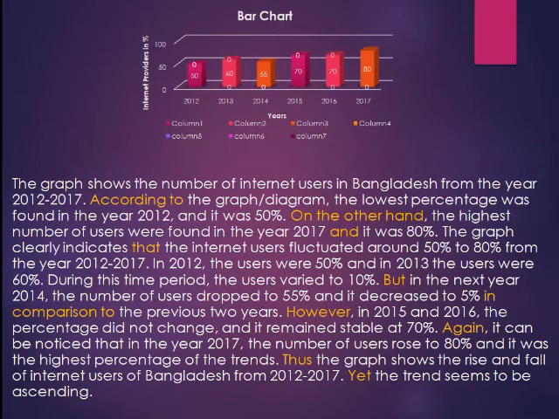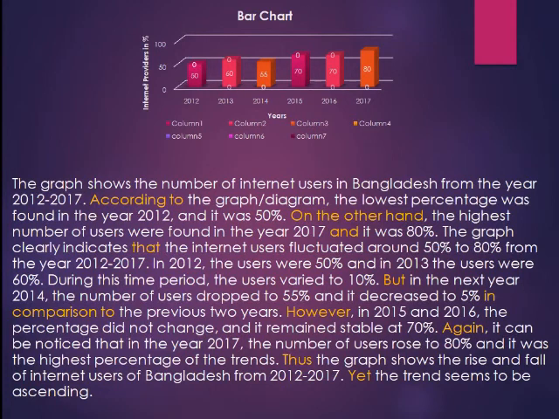In 2012, the users were 50%, and in 2013, the users were 60%. During this time period, the users varied by 10%. But in the next year, that is 2014, the number of users dropped to 55%, and it decreased by 5% in comparison to the previous 2 years. However, in 2015 and 16, the percentage didn't change and it remained stable at 70%. Again, it can be noticed that in the year 2017, the number of users rose to 80%, and it was the highest percentage of the trends.